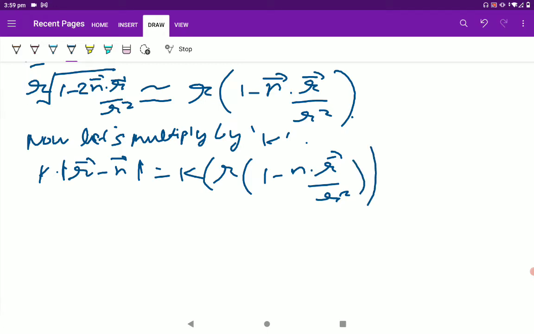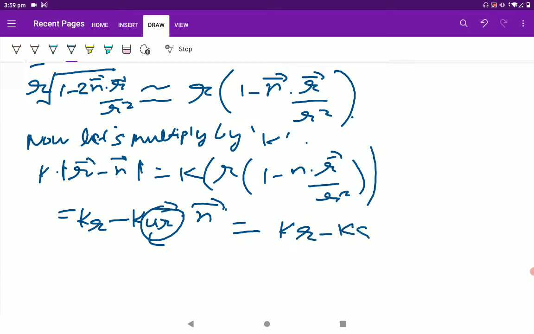We know the unit vector, so we can write the expression as kr minus k ur dot n vector. Here ur is the unit vector. We know that k multiplied by the unit vector is the scattered wave vector. So here it is kr minus ks dot n vector. Now let's put these values into the main expression.